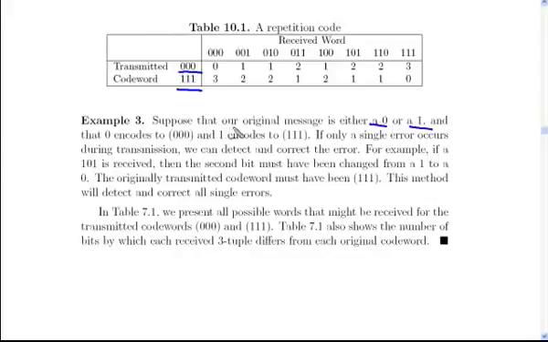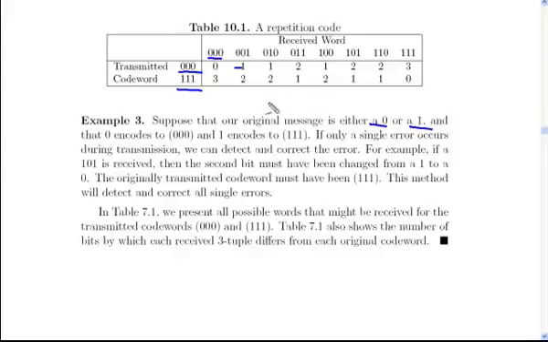Okay. Now this table indicates the results of the transmission. If there are 0 errors and 0, 0, 0 is transmitted, then 0, 0, 0 is received. If 0, 0, 1 is received and 0, 0, 0 is transmitted, you have 1 error, and so on. That's what this table shows.